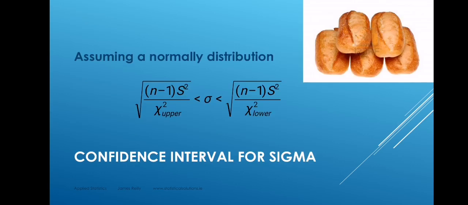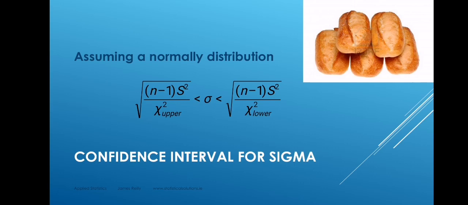Now, we may wish to construct a confidence interval for the standard deviation. And we do that using the chi-square distribution. The chi-square distribution is a non-symmetric distribution which is bounded below by 0, and it has a different shape for every different number of degrees of freedom. And so we can construct a confidence interval using the upper 2.5% point and the lower 2.5% point of the chi-square distribution. This provides us with 95% confidence that the standard deviation lies in the interval.